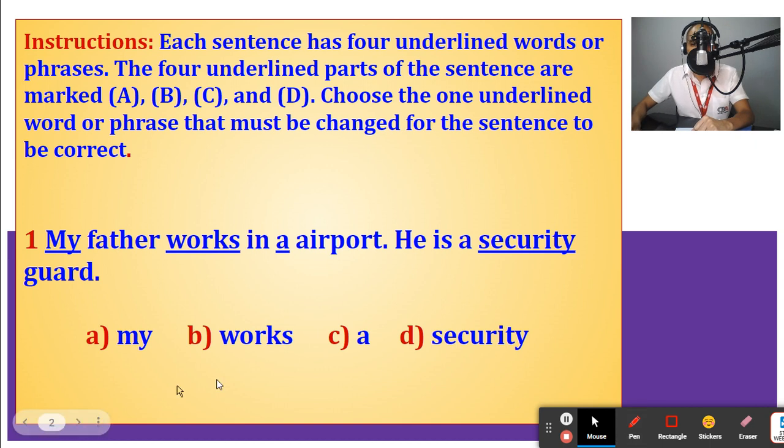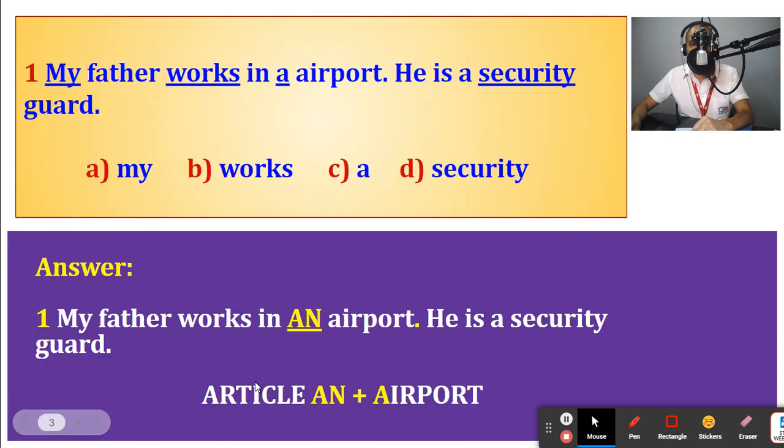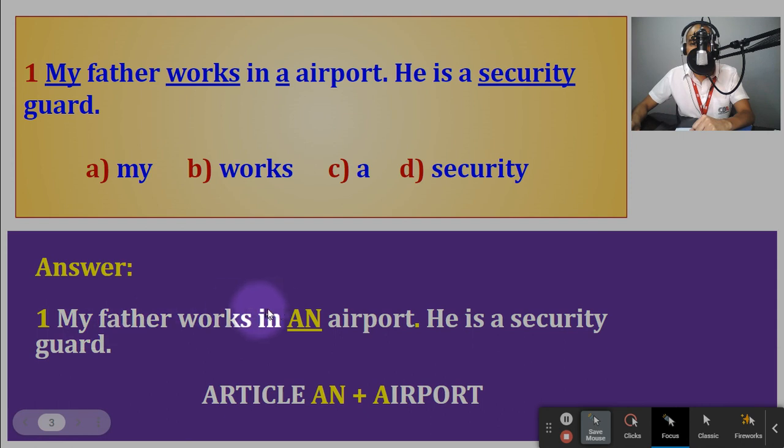All right, time is up. So we're going to check now what the mistake is. Well, here it says, my father works in a airport. He is a security guard. In this case, the mistake is letter C. The correct answer should be, my father works in an airport. He is a security guard. In this case, because of the word airport, we need to use the article an. Now let's continue with number two. Read the sentence and find the mistake, please. You have 20 seconds.